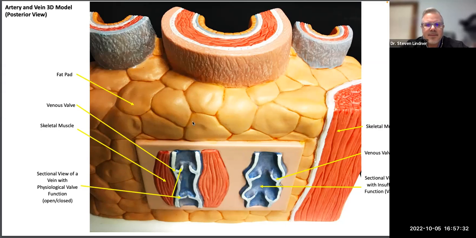And then from the outer portion, when we turn it around, we could see some skeletal muscle here. And when skeletal muscles contract, they do help pump venous return of blood back up to the heart. Okay, so this is skeletal muscle. Here is a venous vein. This one is opened, and the one down here is closed. This around it is just fat or adipose.